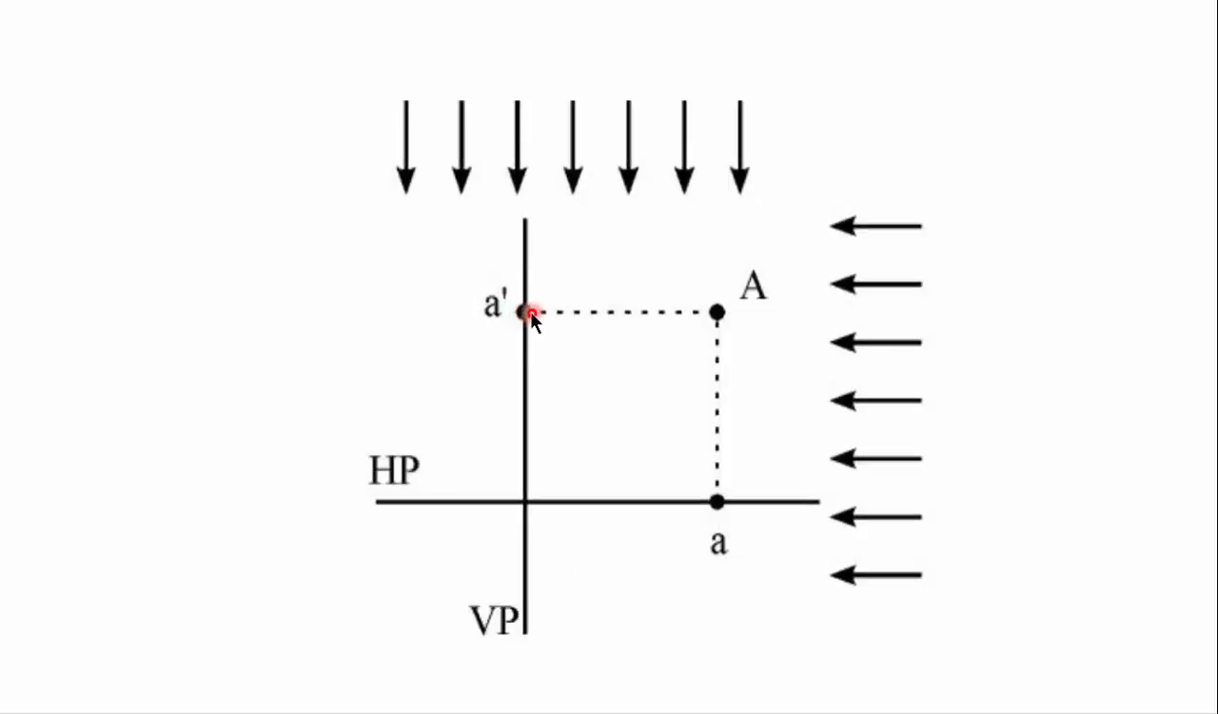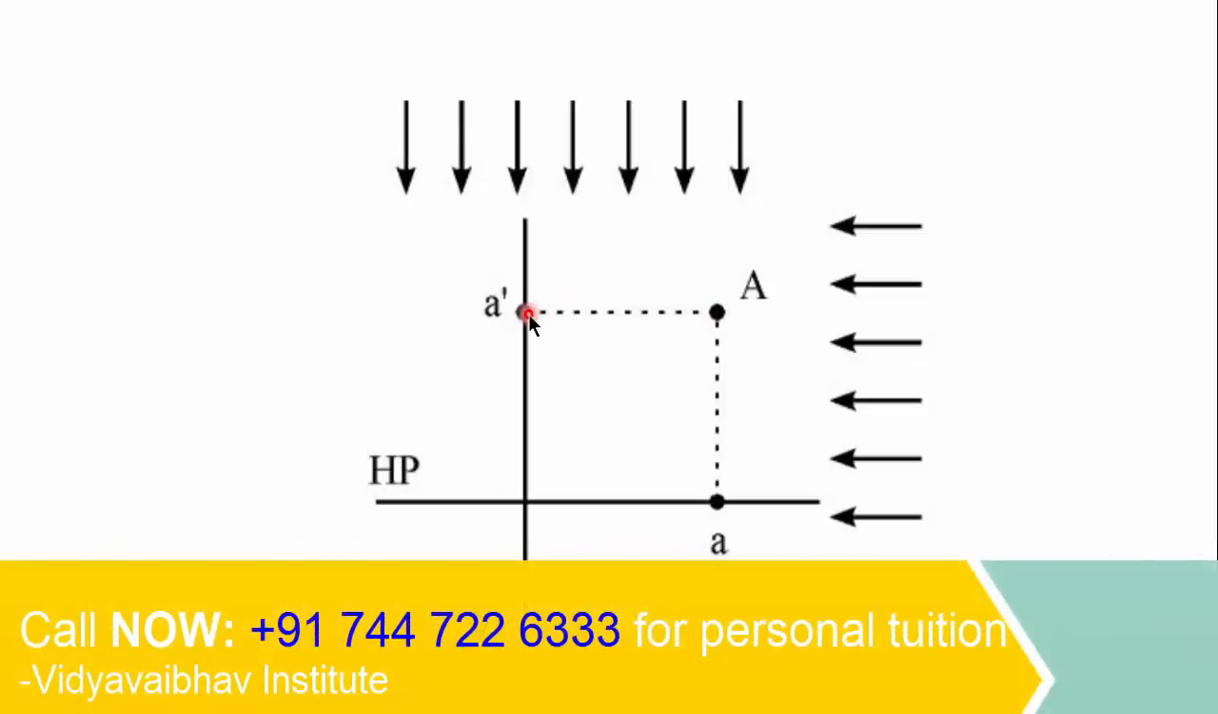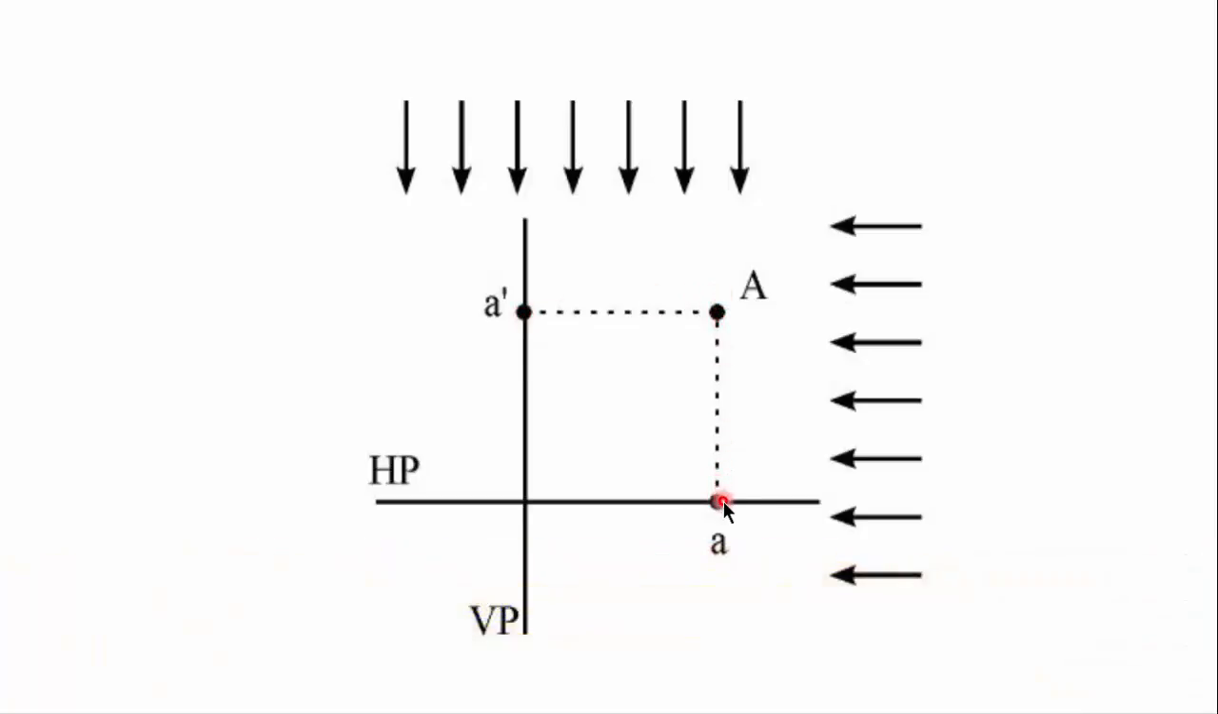Let us see here how to name the projections. This is again point A. This is the projection of point A on VP, that is elevation or front view of A, and from now onwards we are going to name it as A dash. On the other hand, this is the projection of point A on HP, that is plan or top view, and we will name it as small letter a.